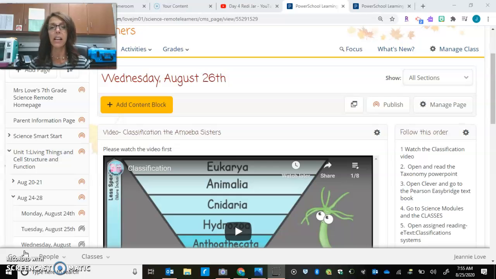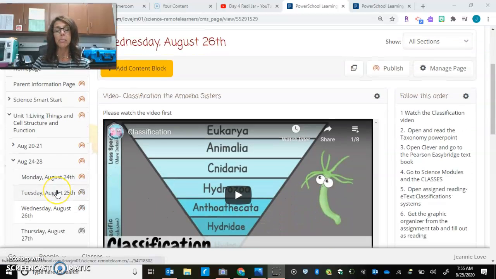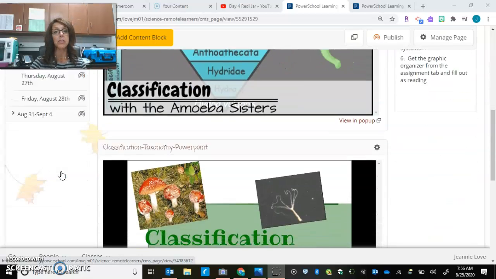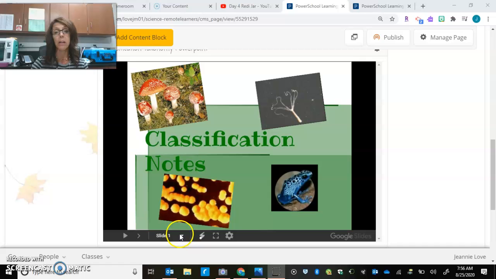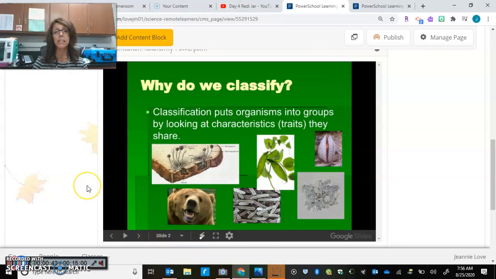Today, we're going to be starting classification. We have all these organisms in the world, and we need some sense of how to organize them. So, the first thing you're going to be doing today, as you can see on the screen, is watching a classification video. It's Amoeba Sisters, and we love those. After you're done watching, you're going to scroll down and open our PowerPoint.